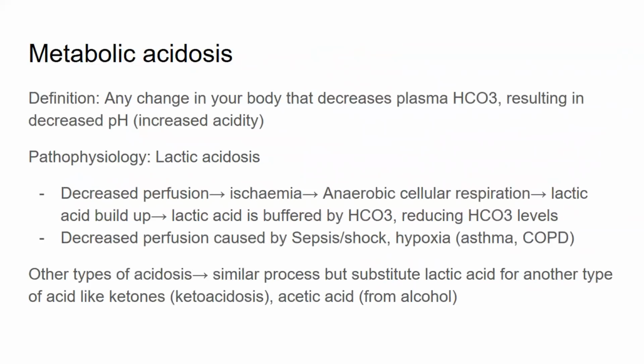Okay, so you've got your metabolic acidosis, so that's your first one, and that's a change in your body that decreases the plasma bicarb. By doing that, that will decrease the pH, so it'll increase the acidity. I've gone through one of the main conditions here, which is lactic acidosis and how it happens. When you get this lactic acid buildup because of anaerobic respiration, the lactic acid ends up being buffered by the bicarb. This reduces the amount of bicarb, and because of that, you get a lactic acidosis.